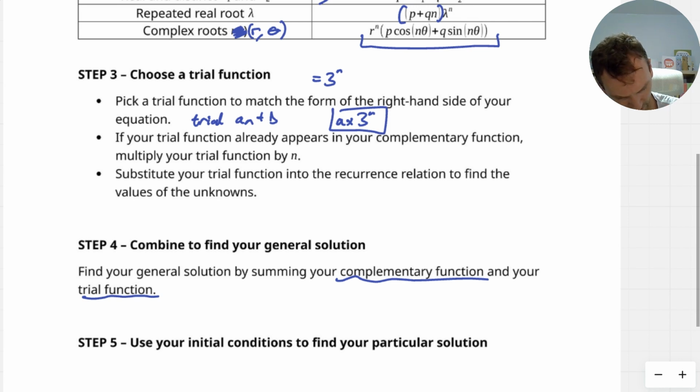So just to recap, when we've got our solution, that's our particular function plus our complementary function, that's what we call our general solution. Once we've satisfied our initial conditions, that's what we're calling our particular solution.